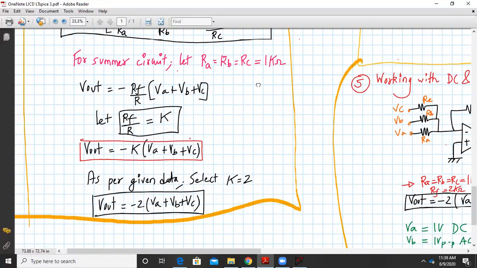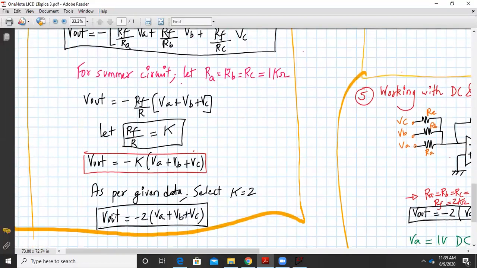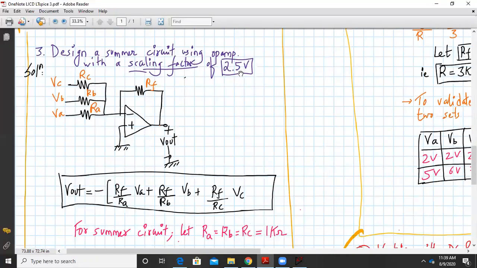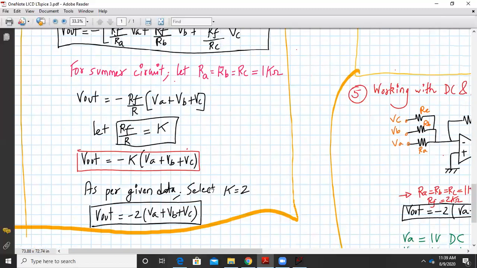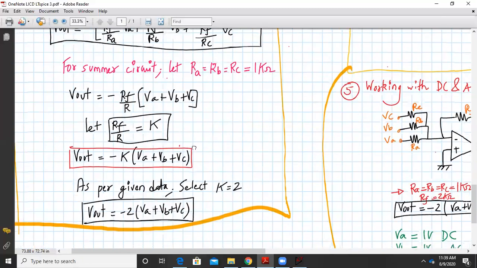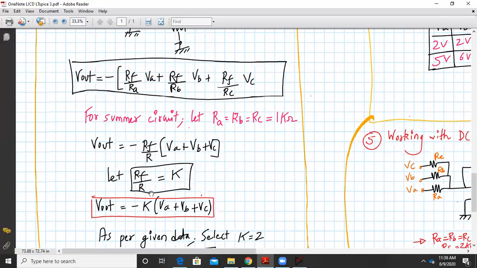Okay, so let us start. So for K is equal to, it is actually 2.5, so we will consider it to be 2.5. Please consider this as 2.5. So what we will do is we will consider RF is equal to 2.5 times R. So RF will be equal to 2.5K.